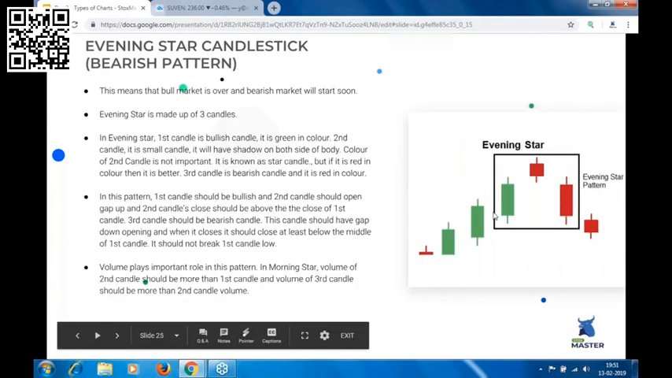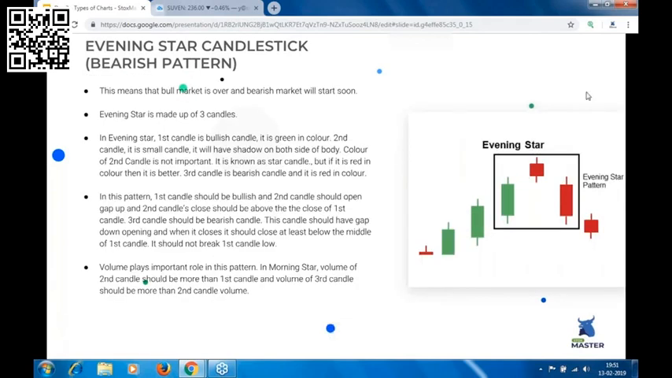Now, evening star is a bearish candlestick formation, and this is just the opposite of the morning star. The market is in an uptrend, and this is a bullish candle. For the second candle, there will be a gap up opening. Now, this can again be a red color candle or a green color candle. Then there is a bearish candle, and when it breaks the low of the first candle, that is the time we can enter short in the market by keeping our stop loss above the high of this candle. Now in this candlestick formation also the volume plays a very important role.